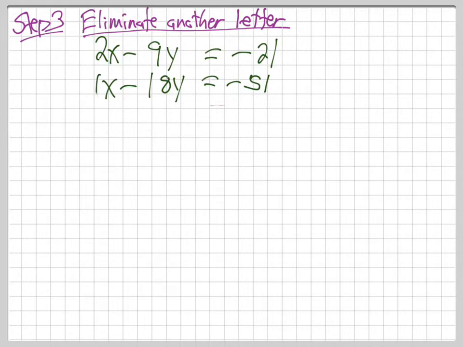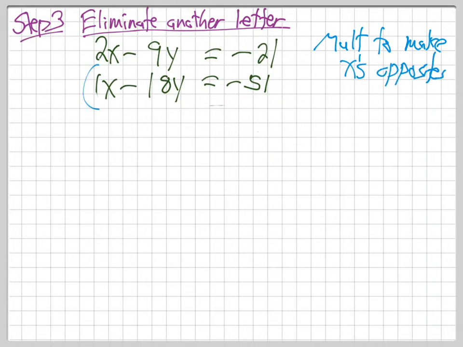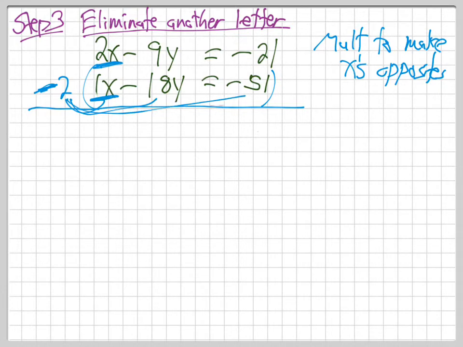So what could I do? Well, you could multiply. You can make the x's or the y's. I'll just make the x's opposites. It doesn't really matter which one you do. I'll do the x's. I'll multiply through this by negative 2. See how that'll work? Negative 2 times that will make that negative 2x, which is the opposite of positive 2x. The negative 2's got to multiply all these, though.